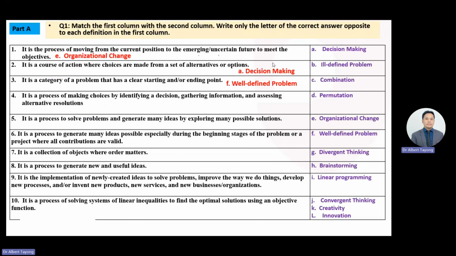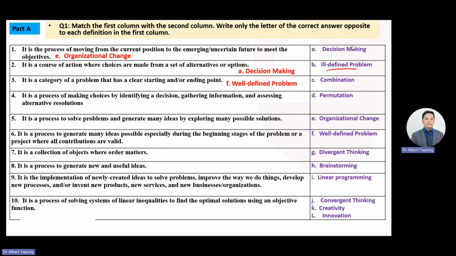Number three, it is a type or category of problem that has a clear starting and ending point. So this is a well-defined problem. If I'm going to reverse the question, it is a type or category of problem that has a vague or ambiguous starting and or ending point. That is an ill-defined problem. That means the starting and the ending point are unclear.